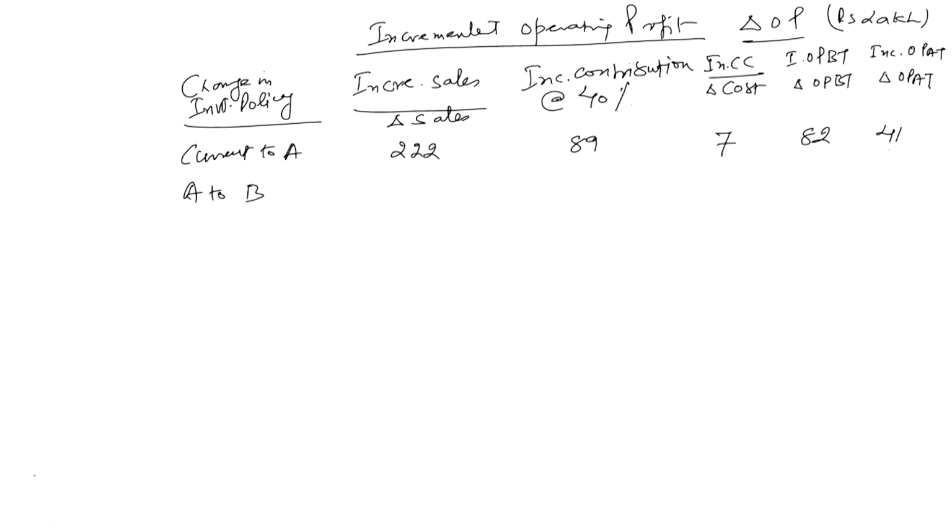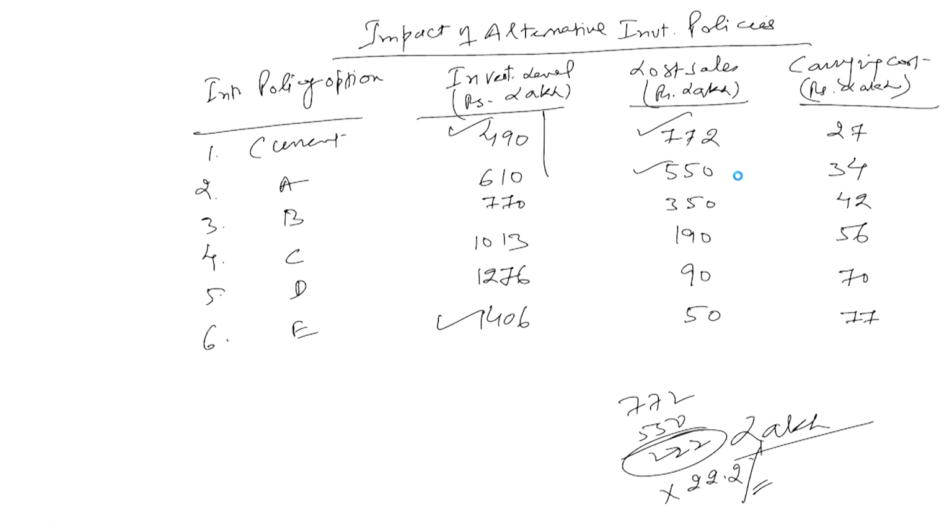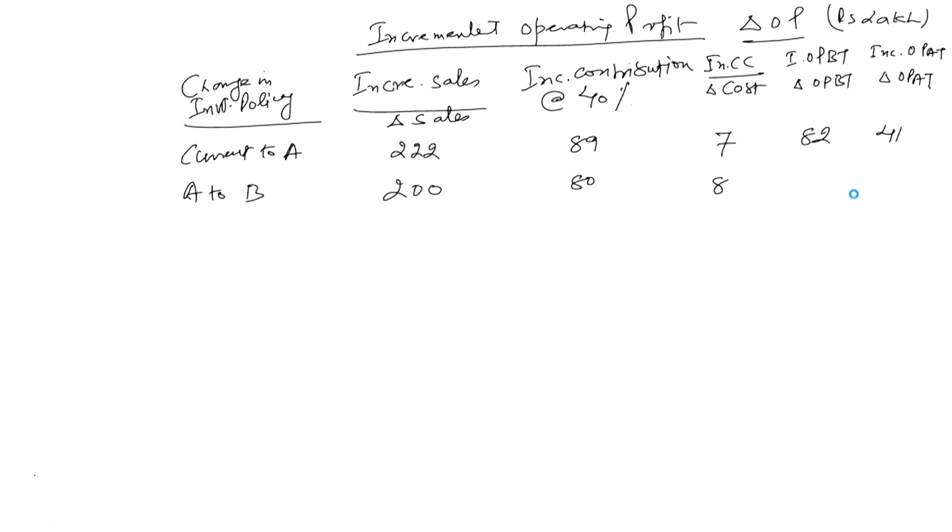Now you move from A to B. In that case, we will have incremental sales of 200 lakhs, incremental contribution will be 80 lakhs, and then the change in carrying cost. The carrying cost was 34, but now it is going to be 42, so it is going to increase by 8. So this is 8, and then it is 72. Operating profit before tax is 72, and then it is 36 operating profit after tax. After that we go from B to C.